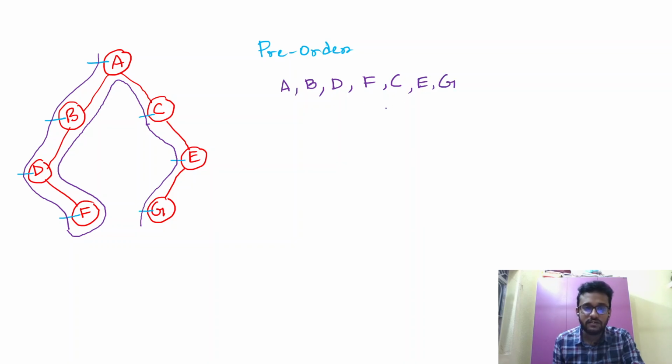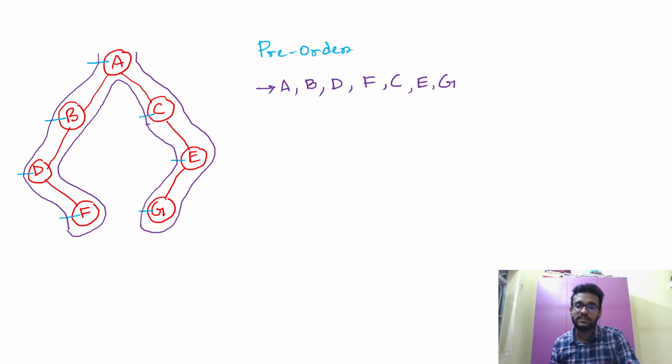Now do I have to stop it here? Yes or no? No, I don't have to stop it here. As I have started it from A, I have to finish it at A. Go. Any kind of intersection here? No. Now stop it here. Now you can tell it, this is the pre-order of this graph.